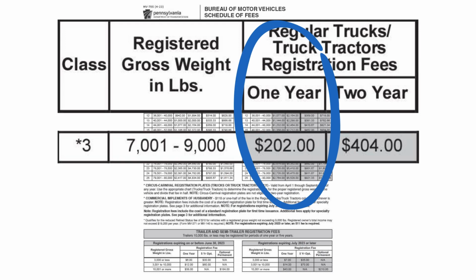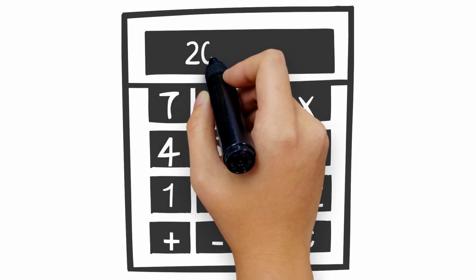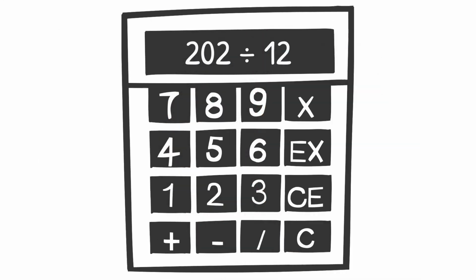We determine the cost of the Class 3 truck registration, which is $202 for 1 year. You will take the $202 and divide that by 12 so we can determine the per month cost. 202 divided by 12 equals $16.83. That means a Class 3 truck costs $16.83 per month for registration.